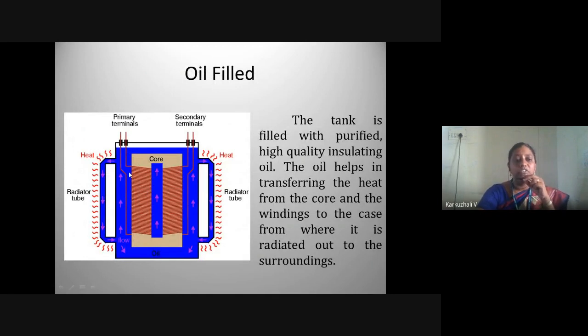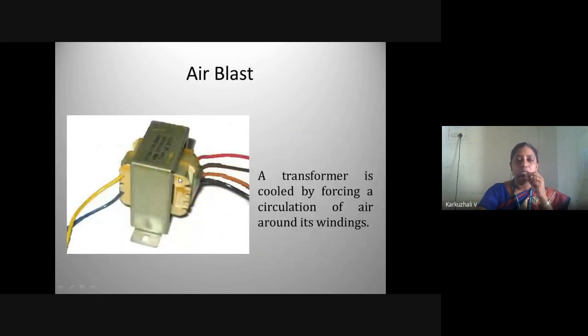So we will see the oil filled type. In the oil filled type, there are radiator tubes through which the oil is sent. This oil absorbs the heat that is produced in the core as well as in the windings, and the oil is removed outside. The oil that is sent inside is cool, whereas the oil that comes out of the transformer is very hot, having absorbed the heat produced in the core and the winding. The tank is filled with purified, high quality insulating oil. The oil helps in transferring the heat from the core and the windings to the case, and it is radiated out to the surroundings.